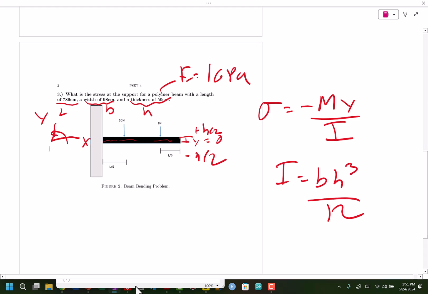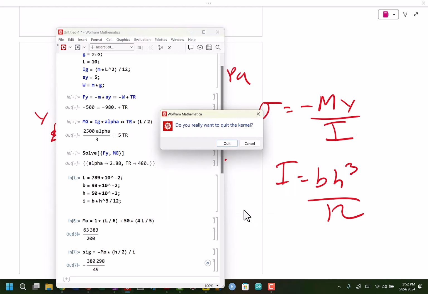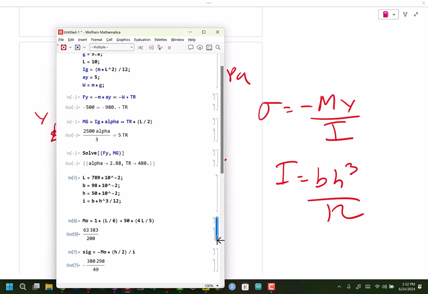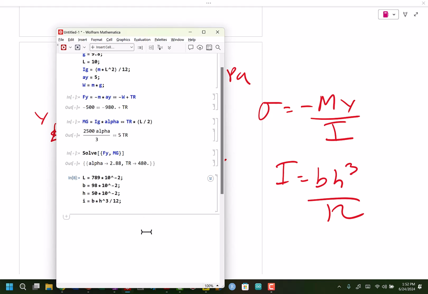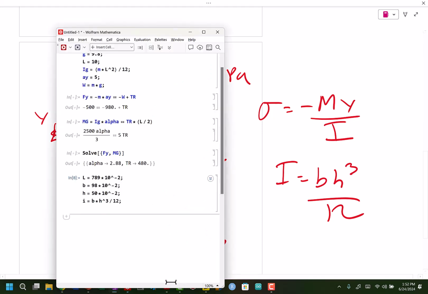So I'm going to actually quit the kernel here. I think we have some definitions here. I think we've got these all written down here, which is great. So now we want to figure out what's the stress at the support. So our moment at the origin is going to be minus 50 times L over 5 minus 1 times 5L over 6. So we can calculate that.